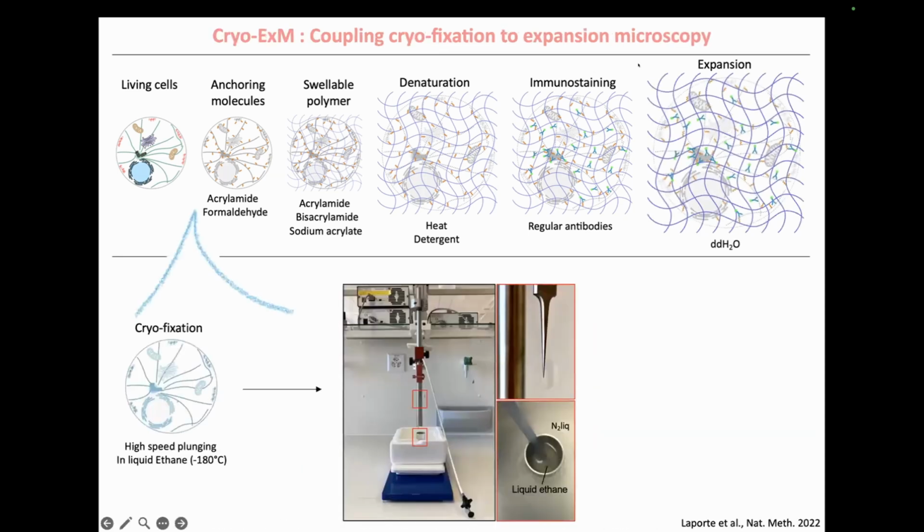Now what I want to focus on is this cryofixation step. So I mentioned that it was a method of fixation that was developed primarily for electron microscopy study. So we just completely took this way of fixing from this field. And the idea is to plunge your sample at high speed in liquid ethane at minus 180 degrees, which will produce a vitreous ice without any crystals. And this is the best method to preserve the ultrastructure of the cell in a native condition.